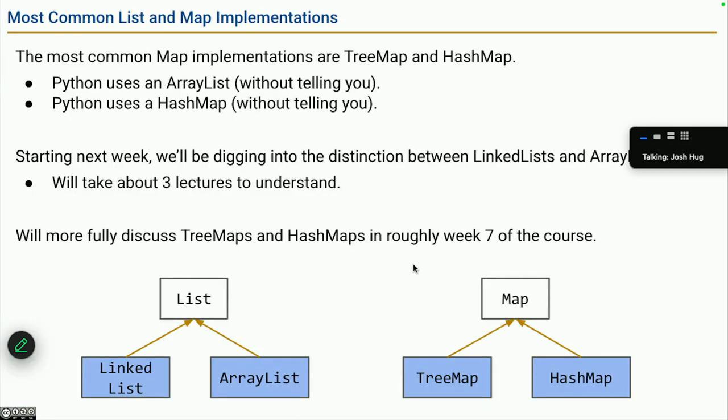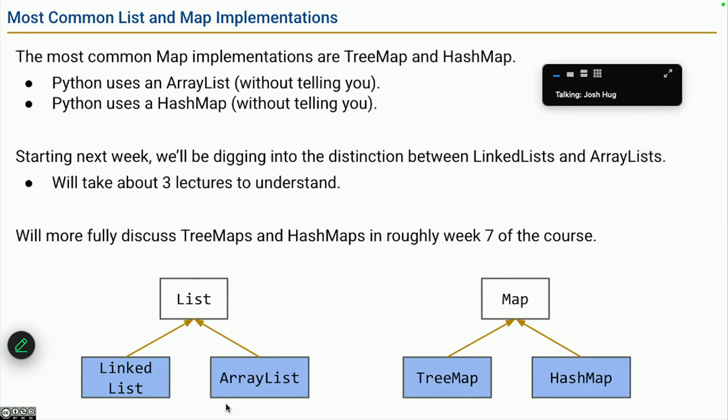I'll say one more thing before we get to homework 3. The most common map implementations are tree map and hash map. Whereas Python uses an array list, and it doesn't tell you, like when you get a list in Python, it's an array list. Python uses a hash map, and again, it doesn't tell you. That's just the default choice. Starting next week, we're going to be digging into the distinction between linked lists and array lists, which are 2 different types of lists. That'll take about 3-ish lectures to fully understand, though we're not going to do it all in one go. And then we'll later talk about tree maps and hash maps in about week 7 of the class.